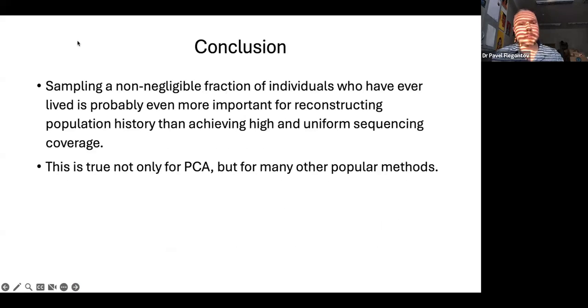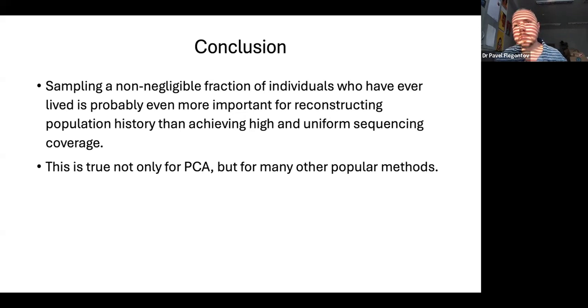So as a conclusion, I'd like to say that sampling a non-negligible fraction of individuals who have ever lived is probably even more important for reconstructing history than achieving high and uniform sequencing coverage. And that is often ignored in the literature, and I previously shared the same opinion that it's okay to sample a few individuals here and there, and then construct various mixture graph models, or look at F statistics, or look at PCA, and somehow make conclusions about history. But actually, this is not true.